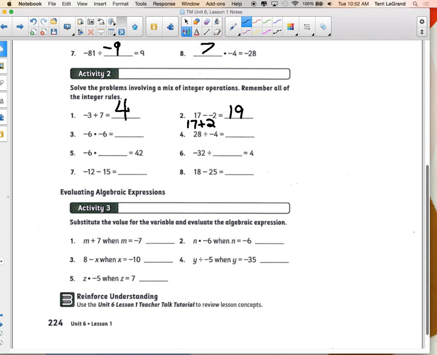Okay, number 3. Negative 6 times negative 6. Shout it out. Who's got it? 36. Are you positive it should be a positive? Yes. Okay, I agree. How about 28 divided by -4? -7, because a positive divided by a negative is a negative, and 28 divided by 4 is 7.